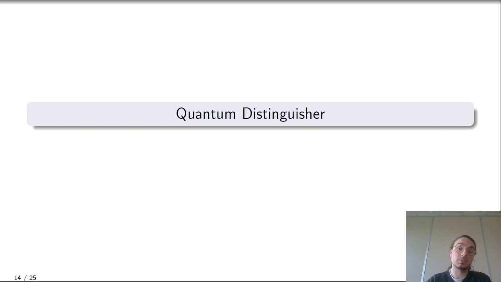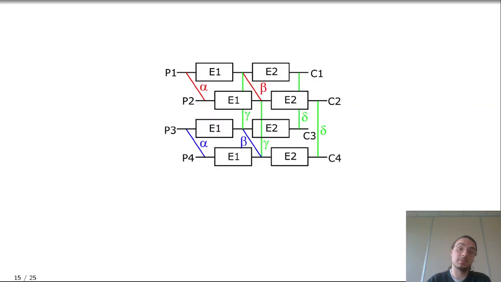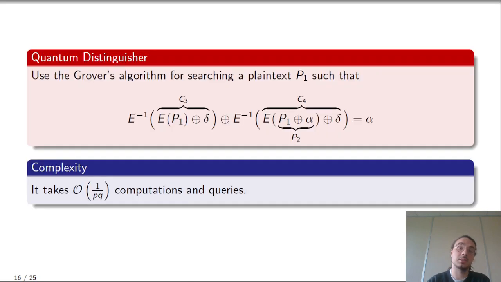So for the quantum distinguisher, here we have the boomerang, and the only choice we have is how we take P1. In the classical setting we take P1 at random. In quantum we can do that by using the Grover search. So we will search for a P1 that has the right property. And this leads to that complexity.